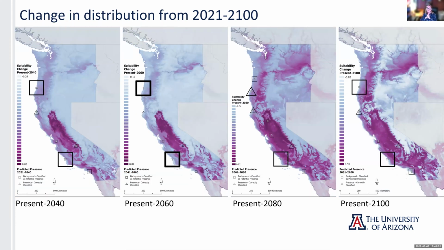These maps show the spatial change in suitability from the present to each time period. Negative values indicate areas where the probability of presence decreased compared to current conditions, and the positive values indicate an increase. And in these ones, negative values are the lighter, and positive is darker.